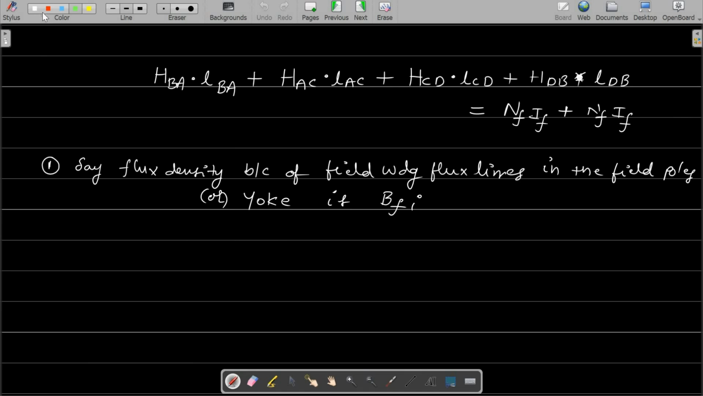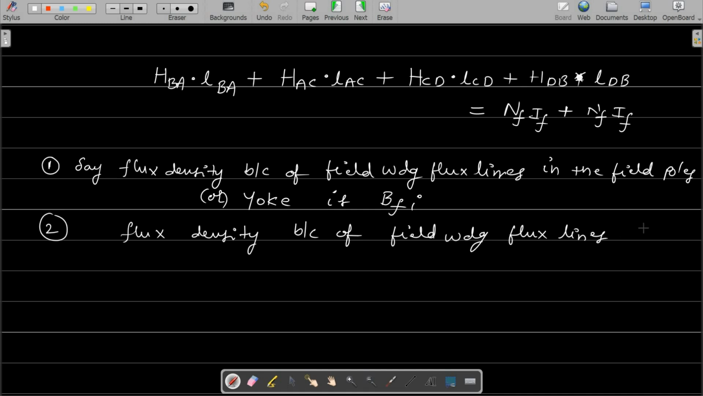Now we'll go for the second assumption. What is the second assumption? It states that the flux density because of the field winding flux lines, everywhere in the armature core, is nothing but BAI.